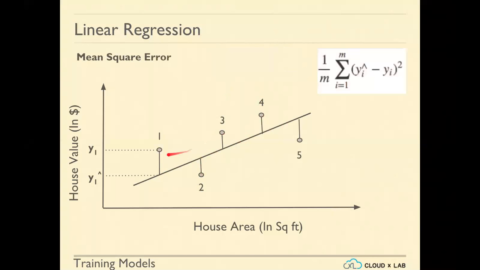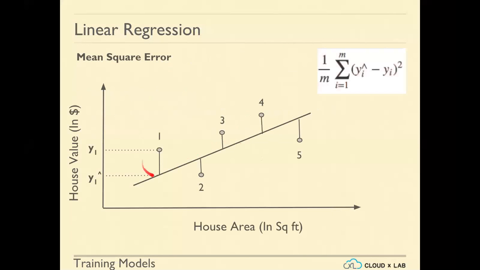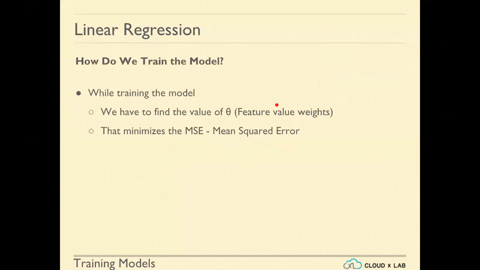Then we sum up these errors: the square of this, the square of this, the square of this, and so on. We sum up all of these and divide by m, the total number of instances, so that the resultant remains on the same scale as the actual error. Mean square error and the individual error are on the same scale. That's why we divide by m. While training the model, we have to find the value of theta that minimizes MSE.